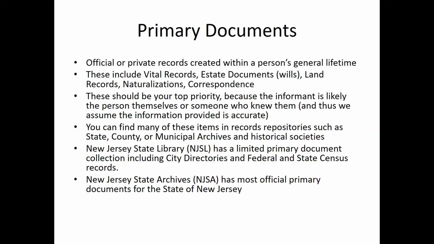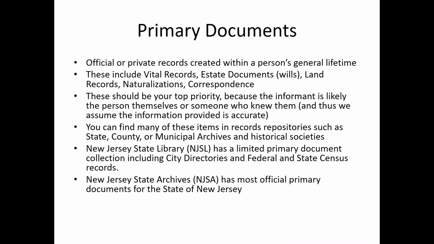You mostly find primary documents in records repositories, such as an archive of some kind, and also historical societies have lots of private records as well. Where I work currently at the state library, we do have some primary document collections, which include our city directories collection, and we have newspapers, federal and state censuses, and some other things, but really our forte is the secondary resources, which we'll talk about in a minute.